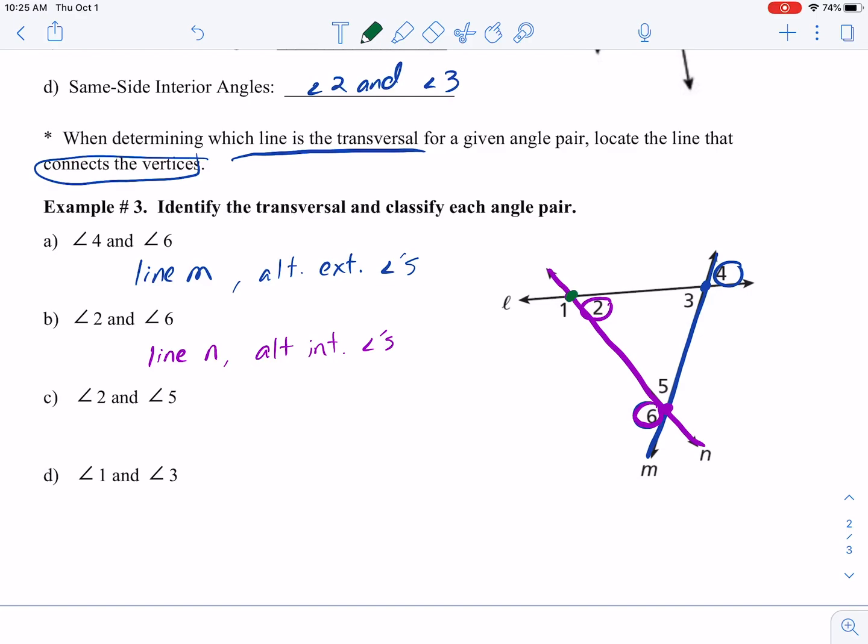2 and 5 had the same vertex as 2 and 6, okay? So line N is still your transversal, but these are not on alternate sides. 2 and 5 are on the same side, and they're located on the interior. So same side, interior angles.